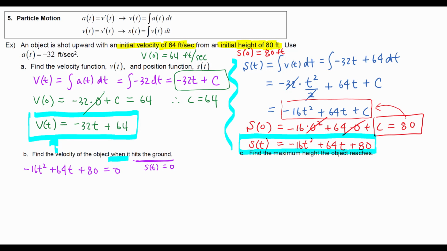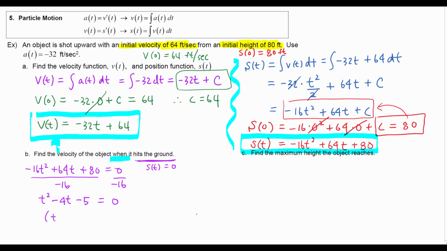And then I believe these are all divisible by 16, so we might as well divide by negative 16. Let's divide both sides by negative 16. I get t squared minus 4t minus 5 equals 0. This is easy factoring. This will factor as t minus 5 times t plus 1 equals 0.